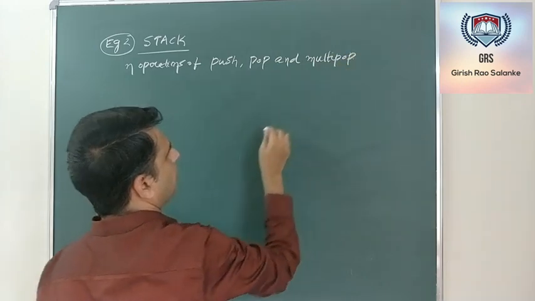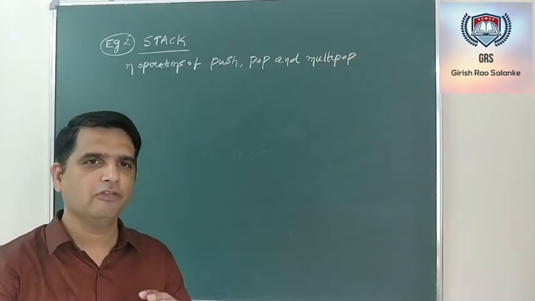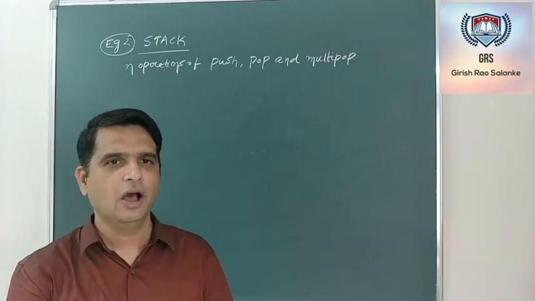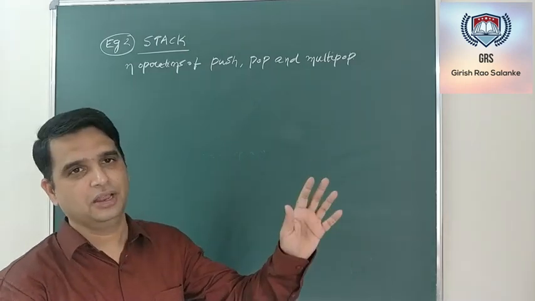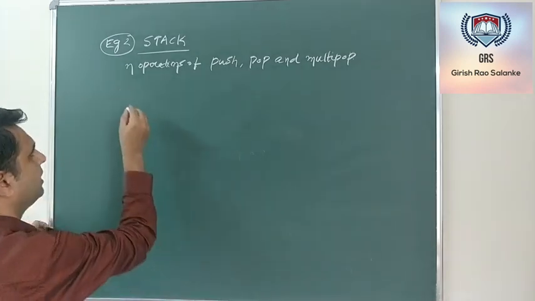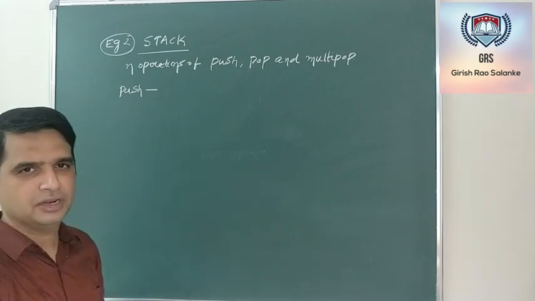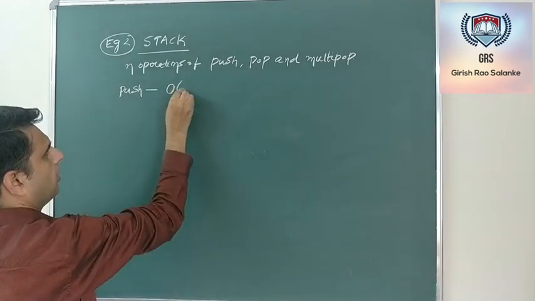These are the three different operations that I am supposed to carry out on the stack. Now I need to find the amortized cost of performing these n operations of push, pop and multi-pop. Now we know that in case of push, what is the time taken to perform push operation? It takes a constant time. That is order of 1.